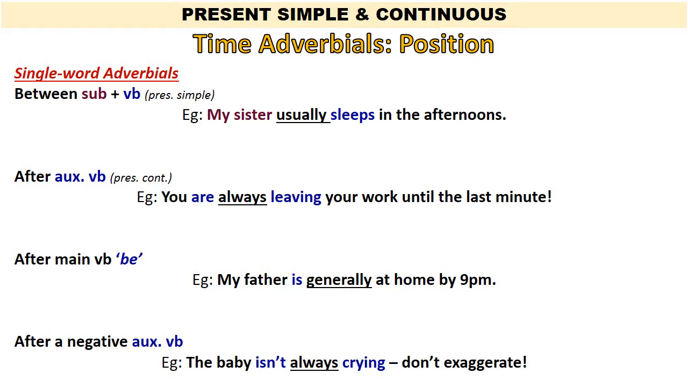Now we can use single word adverbials after the auxiliary verb if we're using the present continuous tense. For example, you are always leaving your work until the last minute. So the adverbial always comes after the auxiliary verb are. We also use single word adverbials after the main verb be. For example, my father is generally at home by 9 p.m. So using generally after the verb is.